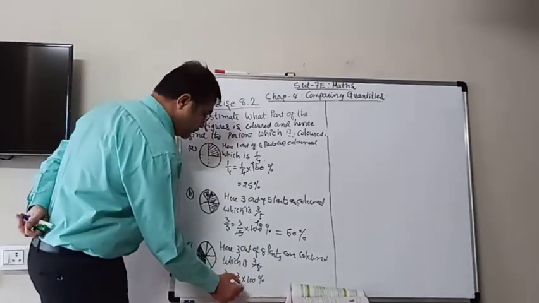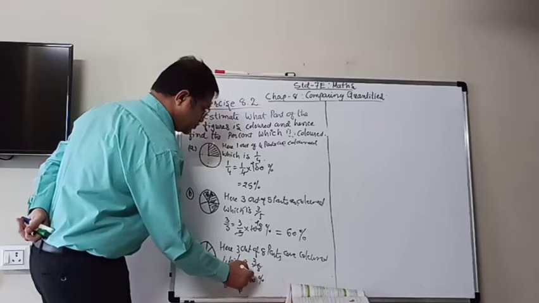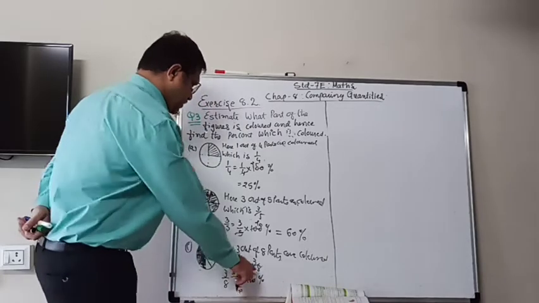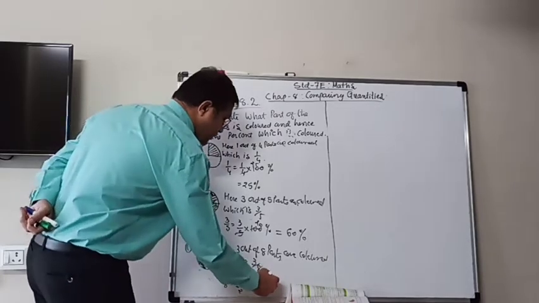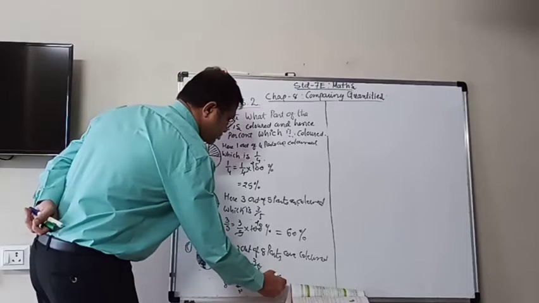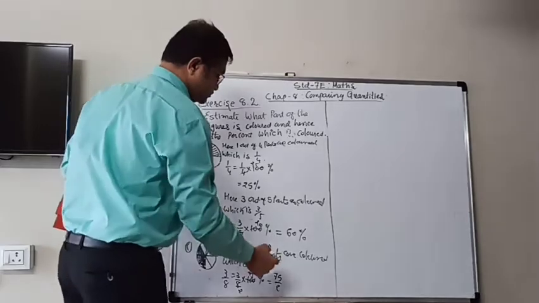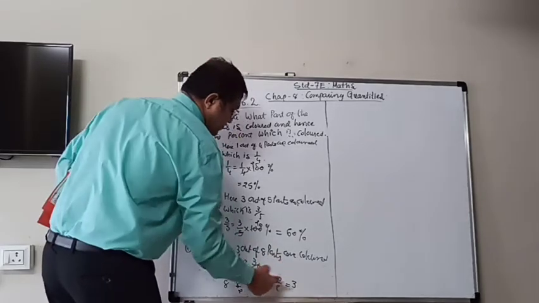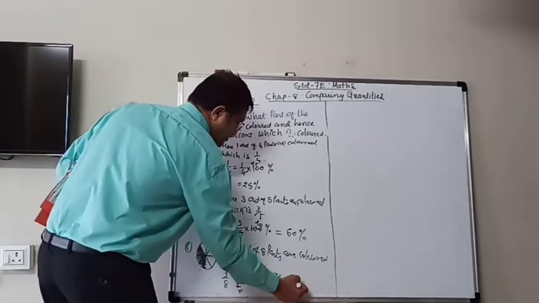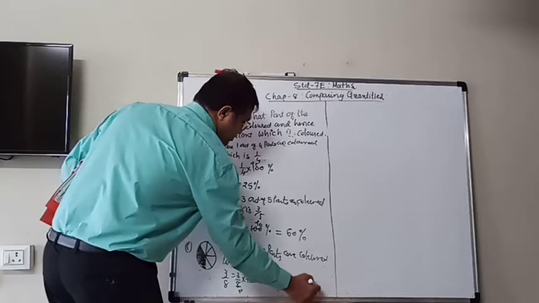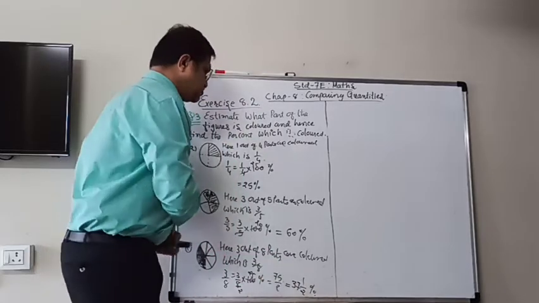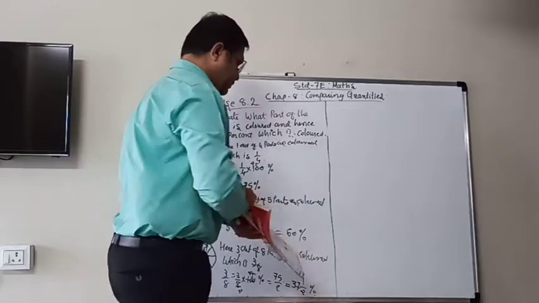So now 4 2s are 8, 25 4s are 100, 25 3s are 75 upon 2. That we can convert into a mixed fraction. 2 37s are 74, so 37 integer 1 upon 2%.